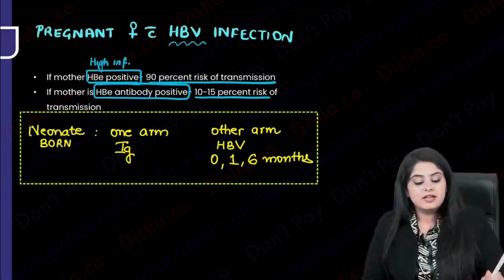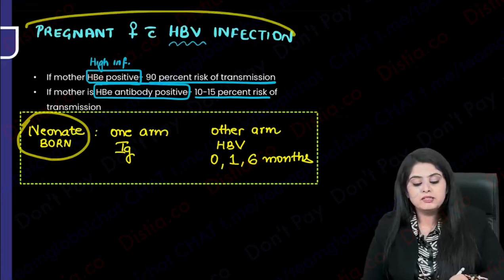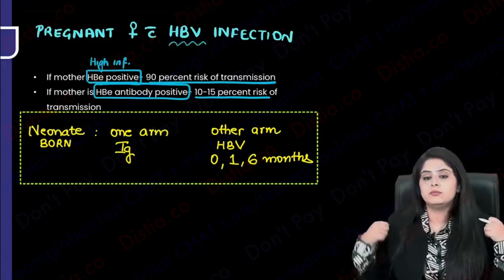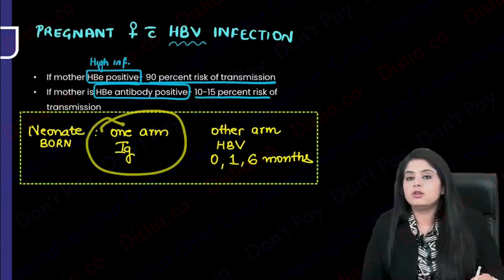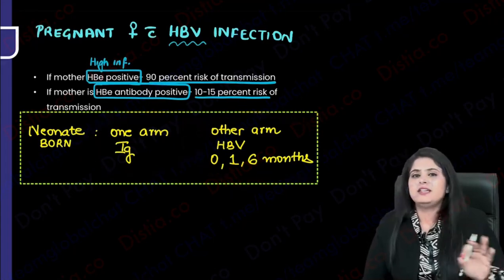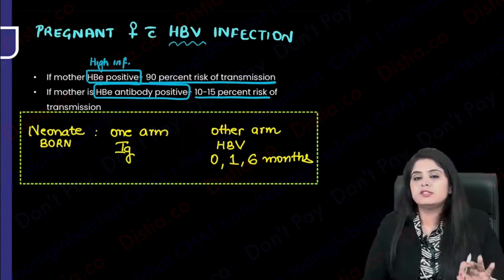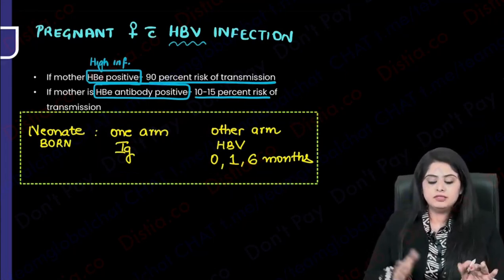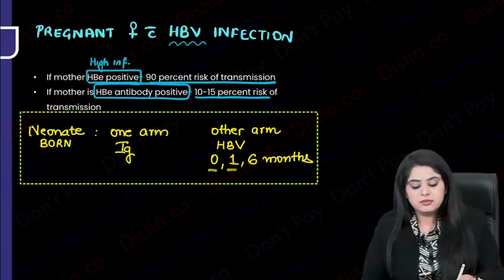Either way, whenever a neonate is born to a mother with hepatitis B, what do you do? On one arm you put the vaccine, on the other arm you put immunoglobulin. I think everyone as a healthcare professional knows the hepatitis B vaccine dosage or schedule is 0, 1 month, 6 months. So 0 dose, 1 month and 6 months.